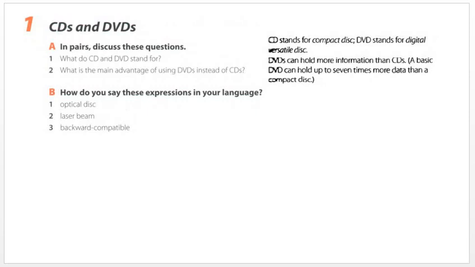What is the main advantage of using DVD instead of a CD? DVDs can hold more information than CDs. A basic DVD can hold up to 7 times more data than a compact disc. See, a DVD has more capacity than a CD. How do you say this expression in your language?